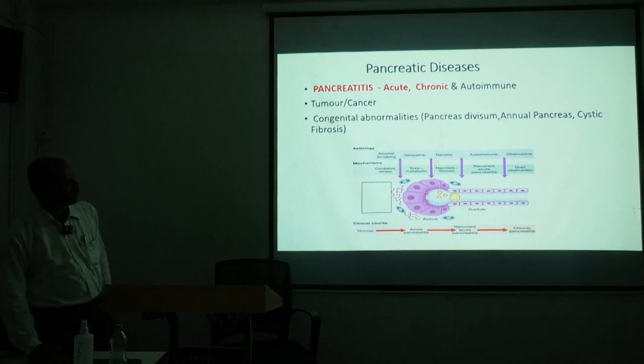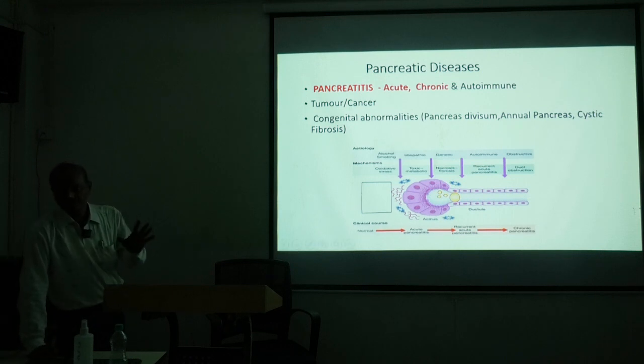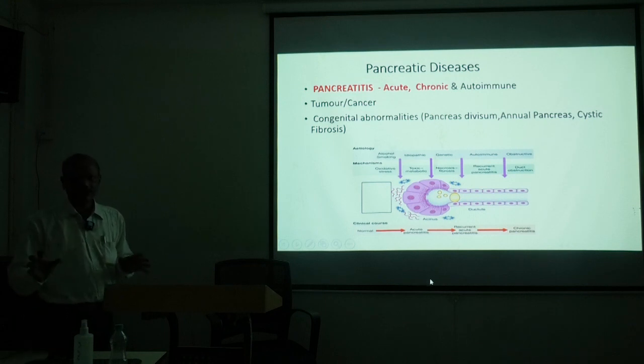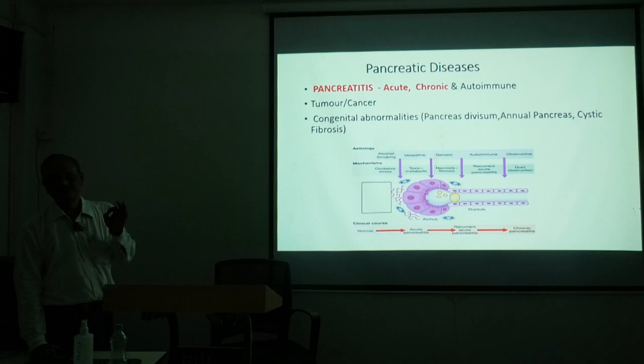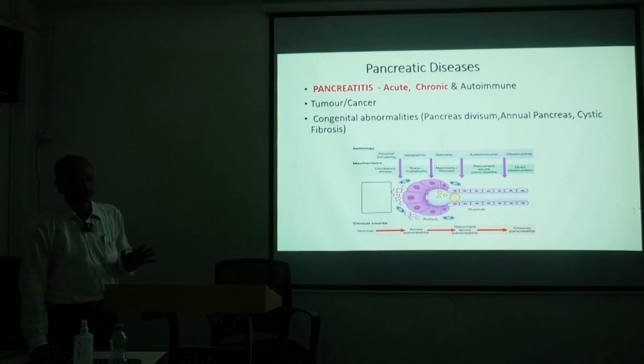So ultimately, if the cause is not removed, then it will lead to chronic pancreatitis. The common cases which you see in your clinical practice are basically obstruction of the common bile duct by a stone. That is the most common cause. The second most common cause is alcohol. These are the two common causes you must remember.